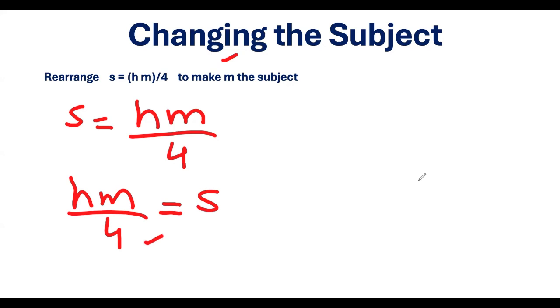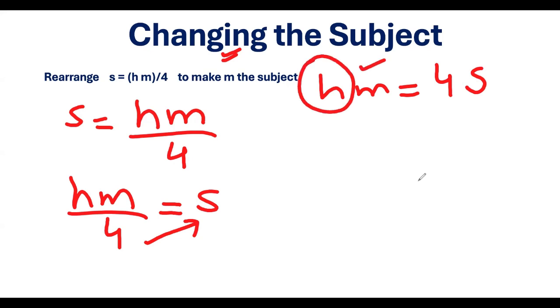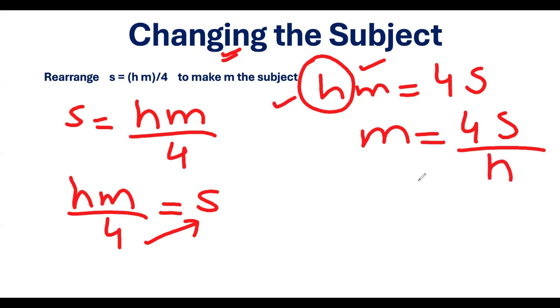Now 4 can be multiplied with S. HM is equal to 4 multiplied by S. 4S. You have to make M the subject. So keep M on the left-hand side and shift H on the right-hand side. So H will go in divide. 4S divided by H, because H is multiplied with M and multiplication becomes division when the sides are changed. So M is equal to 4S divided by H. This is the answer for this changing the subject question.